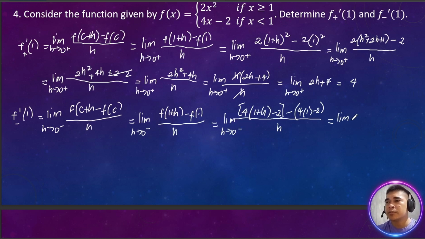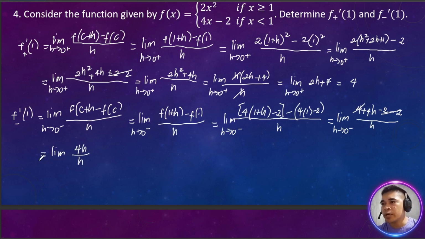Next, the limit. Here we got 4 plus 4h minus 2. Then here 4 minus 2 is 2, so minus 2 over h as h approaches 0 from the left. So we got here negative 4, 2, then 4. So the remaining is the limit of 4h over h as h approaches 0 from the left. We can cancel this one, so the remaining is 4. So the limit of 4 as h approaches 0 from the left is 4.